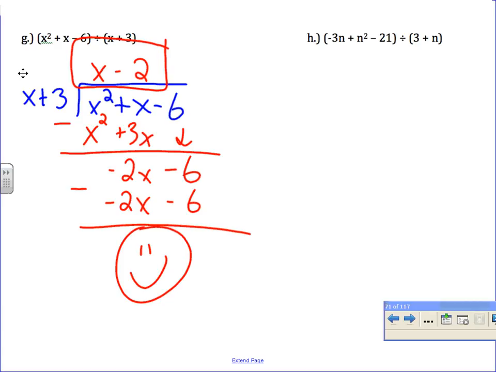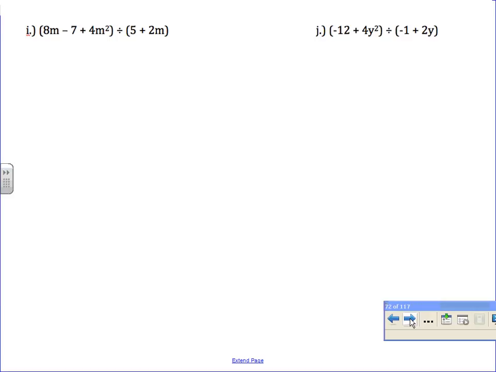Okay, let's do letter I first. Okay, letter I. What is one thing you notice about letter I that's different than the other ones we've done? Luke B? Yeah, it's not in standard form. The first thing that I highly recommend that you do, that you don't have to do, but it would make your life a lot easier, is put them in standard form.